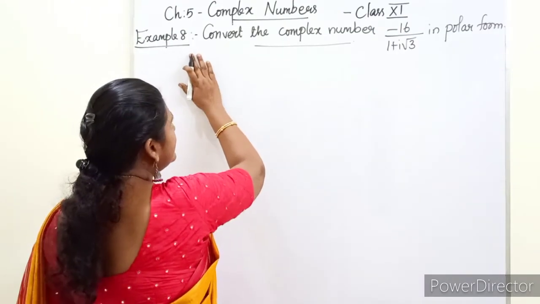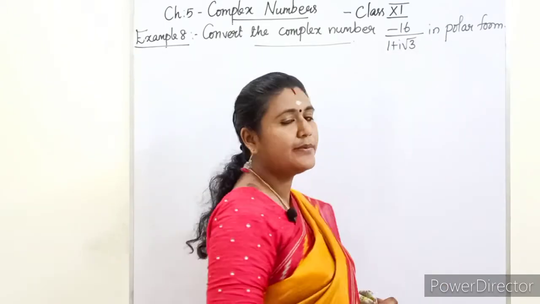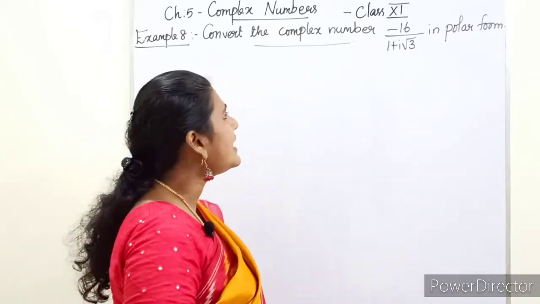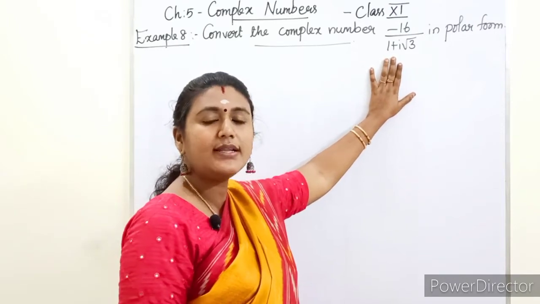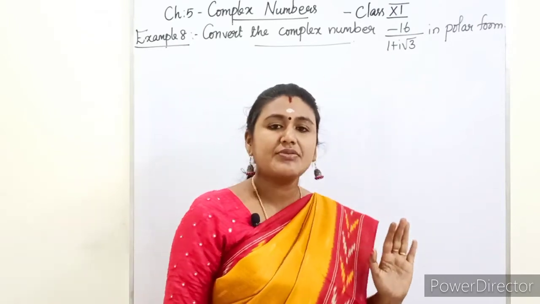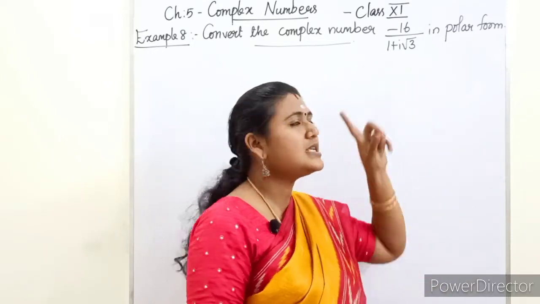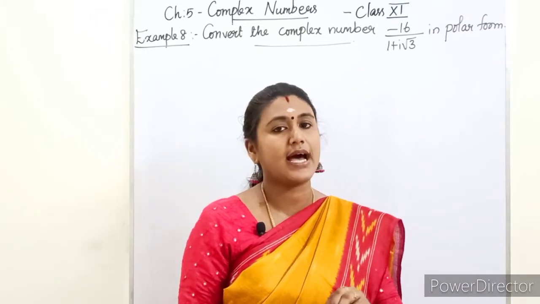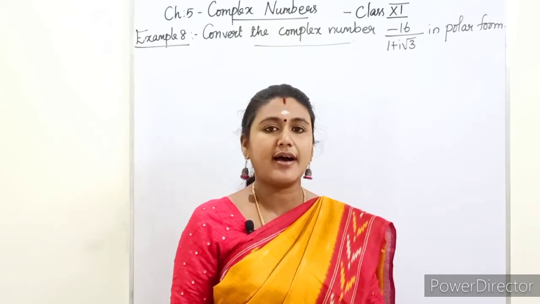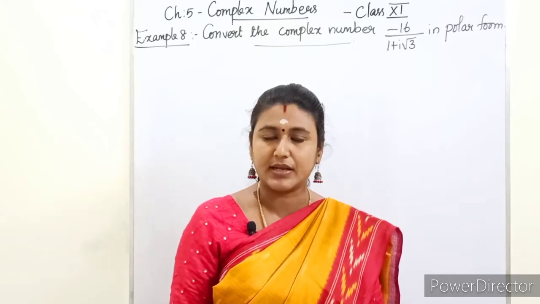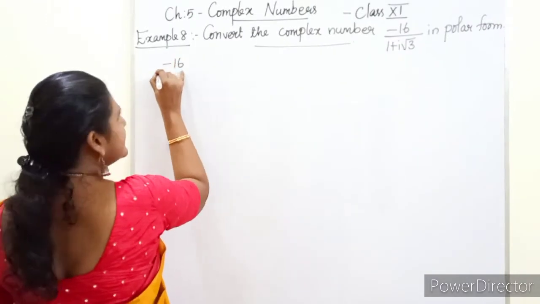Example 8: convert the complex number minus 16 by 1 plus root 3i into polar form. Here, first we have to change the given complex number. Actually, the given number is not in the form a plus ib. If the complex number is not in a plus ib form, the first step is to change it into a plus ib form. Only after representing it in a plus ib form can we find r and theta, that is, represent it in polar form.